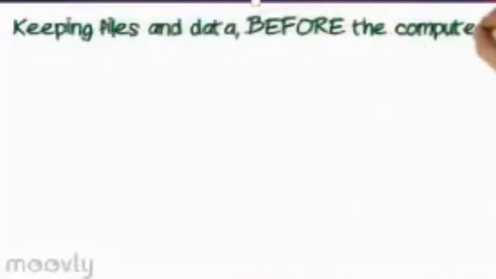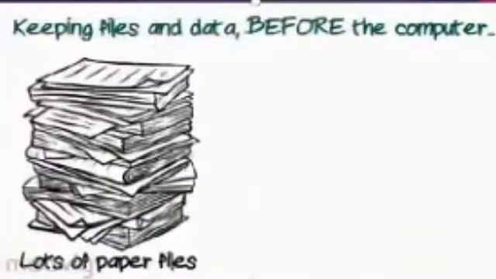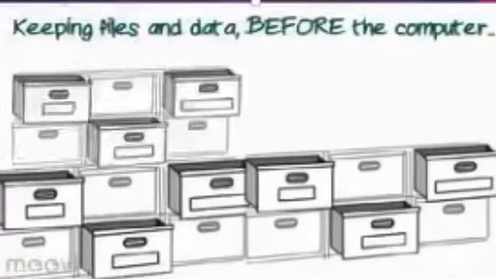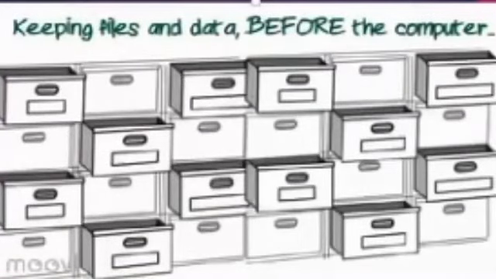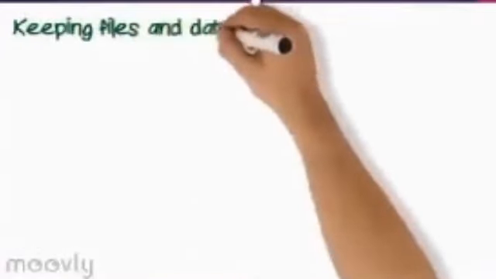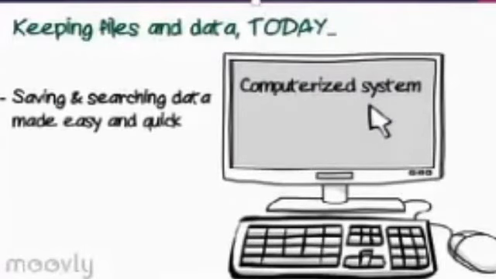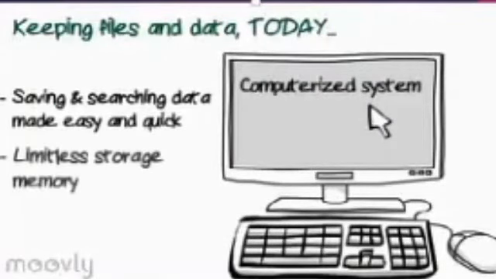Keeping files and data before the computer. At the time, our records of data were paper files. Lots of paper files give humans lots of paperwork, so we need not just one cabinet like this, but thousands of them to keep the files. Keeping files and data today. Computerization makes searching and saving data easy and quick with limitless storage memory.